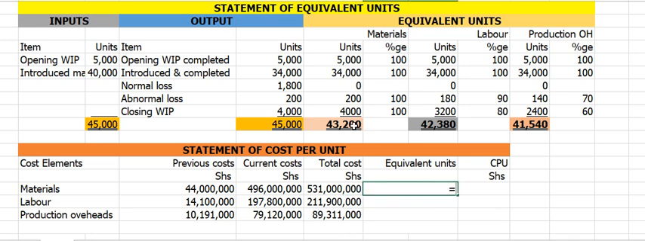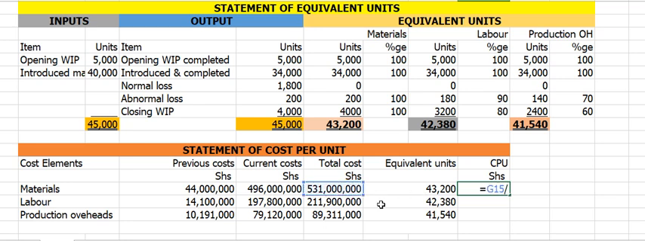Equivalent units, we get them from the first part. Materials, we have that. Labor is that. Then the production overheads, we have that. CPU, that is the average cost per unit. You get the total cost divided by the equivalent units. So I'll get this over this. Then this over that. Then this over this. Get that.